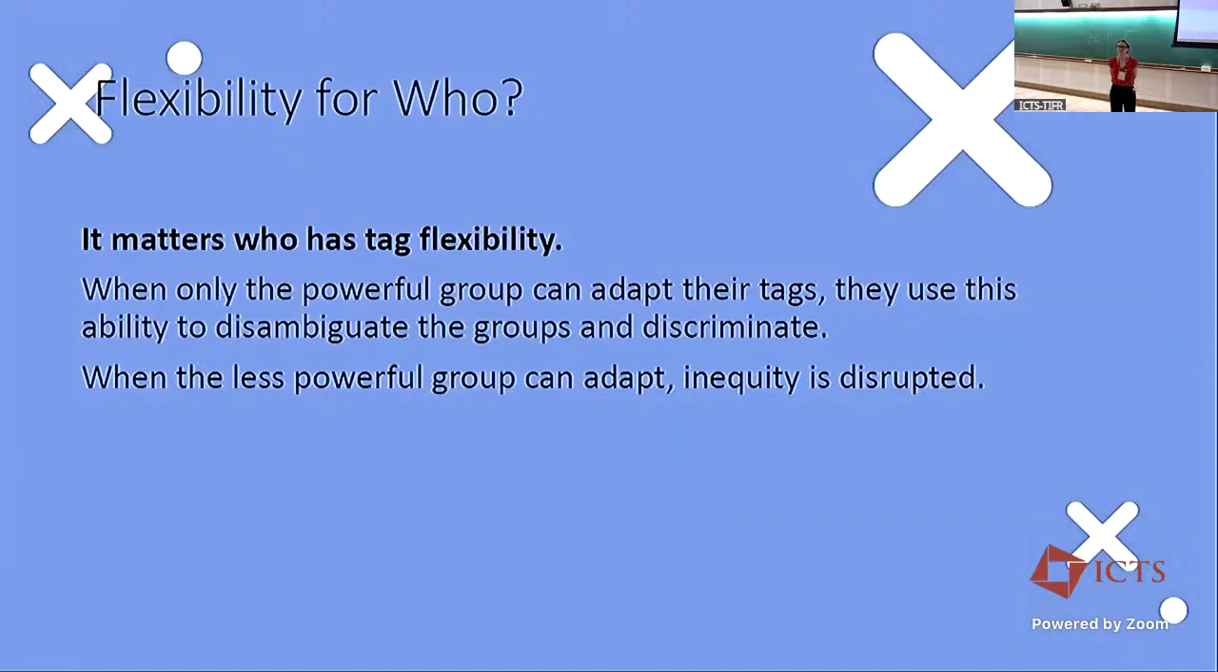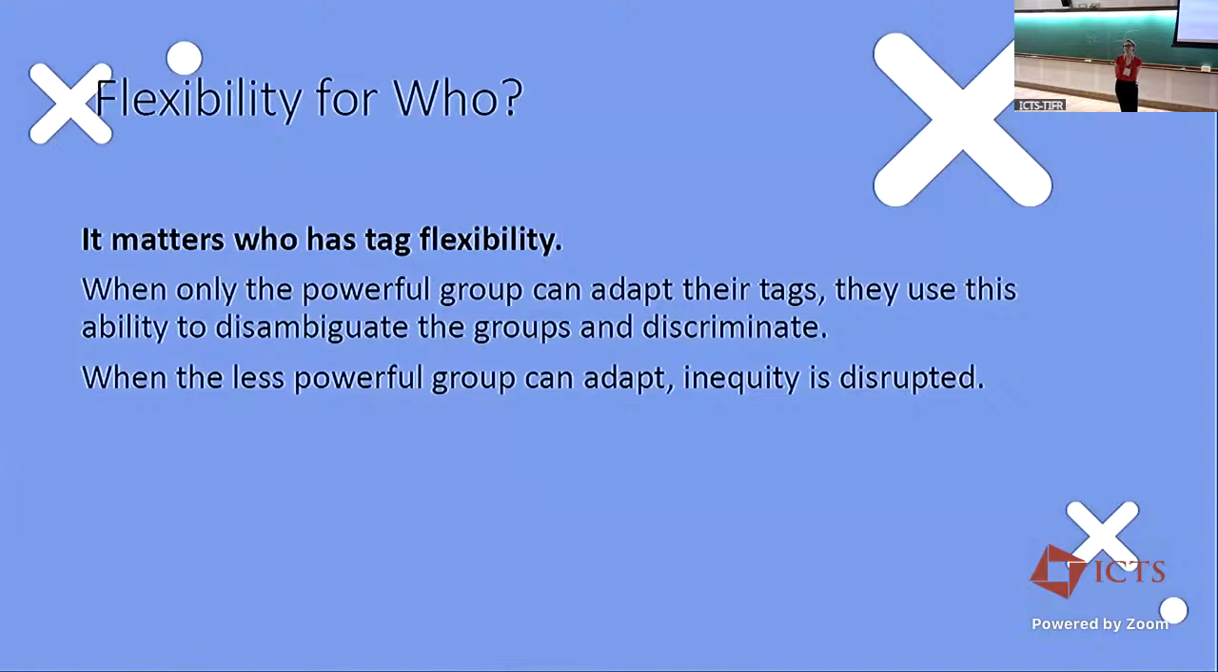Signaling, I don't know, that you are rich. That's not a tag that would be available to the poor. So it seems that depending on the nature of the tag, you might have different possibilities.